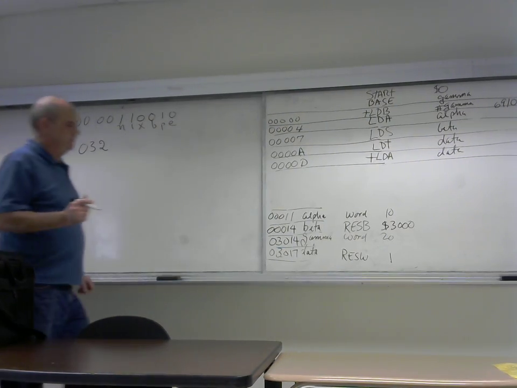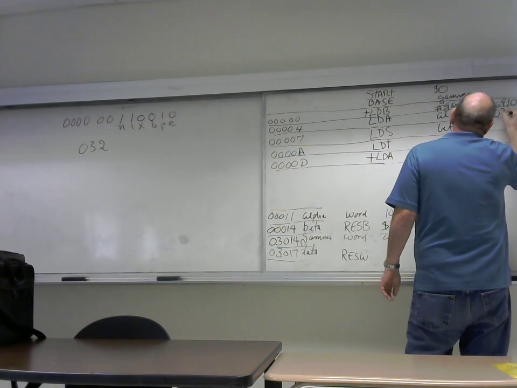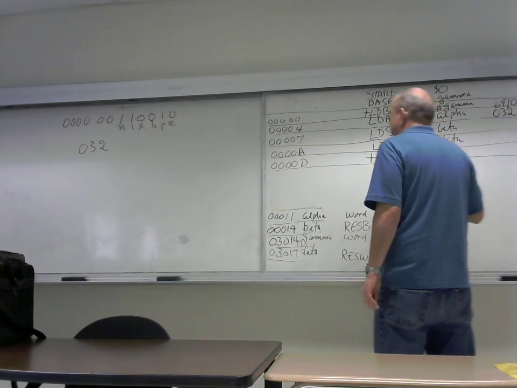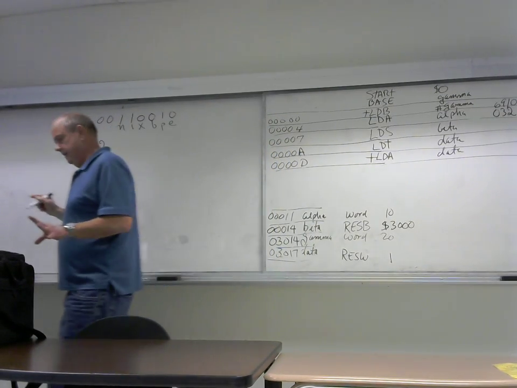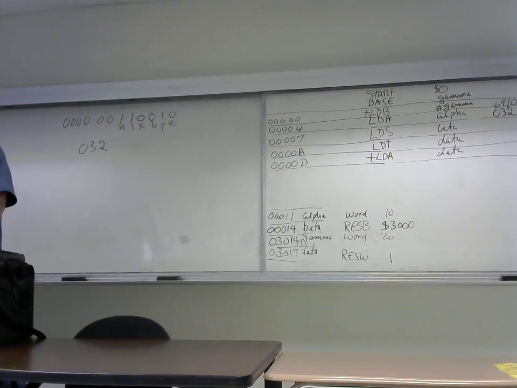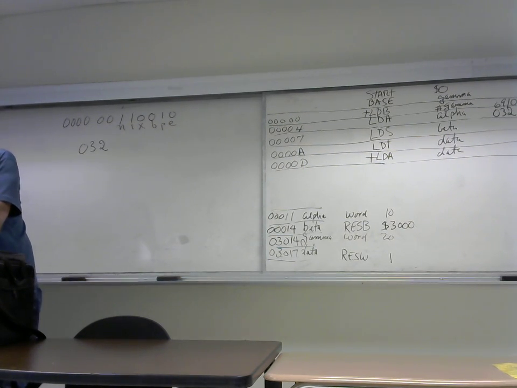What's the rest of it? We have 0, 3, 2. How do I figure out the rest? First of all, let me ask you this: how big is the rest of it? How many digits in hex? 3. 12 bits. Remember, each hex digit is 4 bits, so there's a 12-bit, 3 hex digit offset.